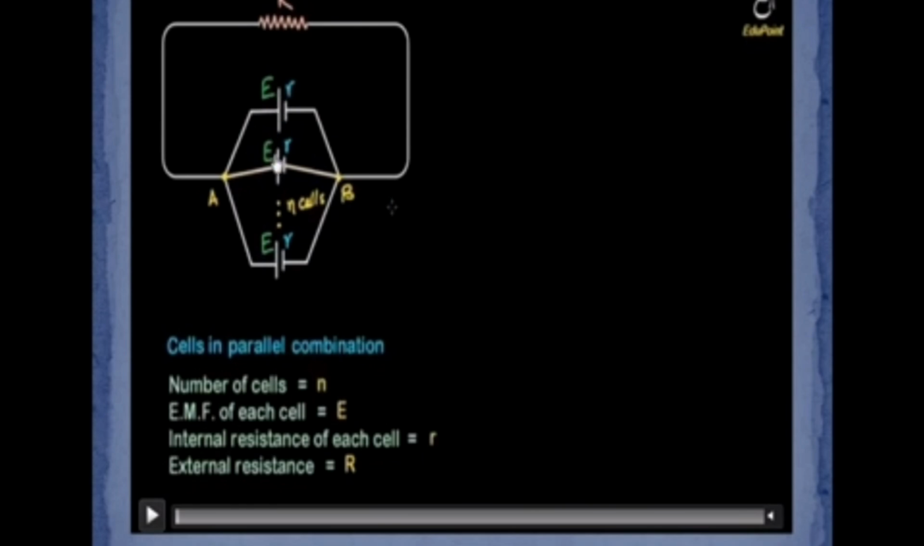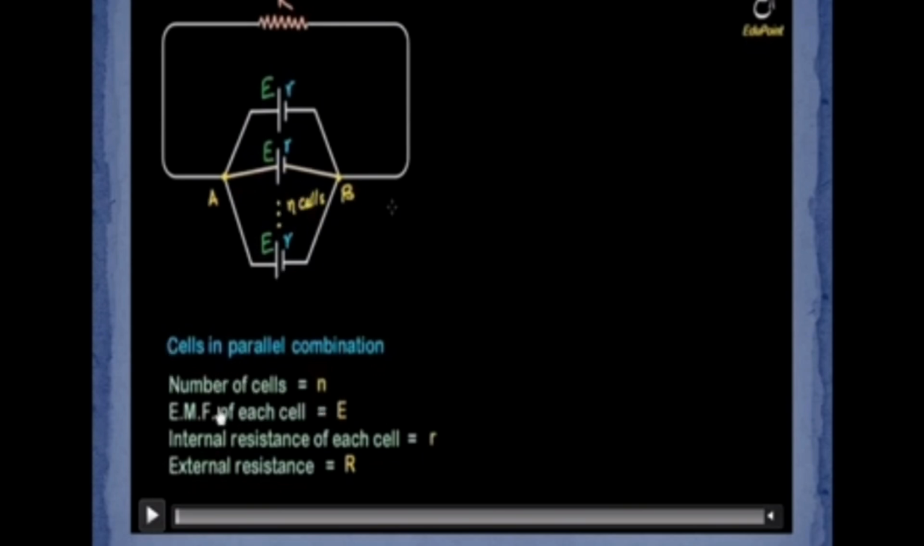So the EMF of the three cells is taken as E, or you can take it as psi. Instead of psi, we are writing here E. So r is the internal resistance of the cell, this one, and second one, and third one. So n number of cells are connected here. You consider the two points A and B between the cells, right?